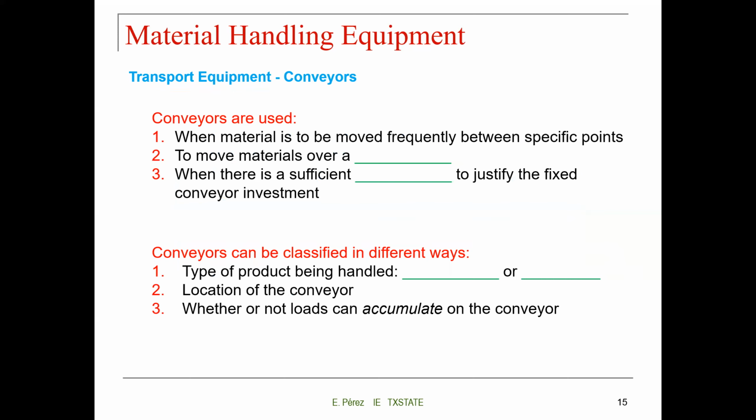In terms of conveyors, conveyors are used when material is to be moved frequently between specific points, over a fixed path, and when there is a sufficient flow volume to justify the fixed conveyor investment. Conveyors can be classified in different ways. First, type of product being handled, unit load or bulk load, the location of the conveyor, or whether or not loads can accumulate on the conveyor.